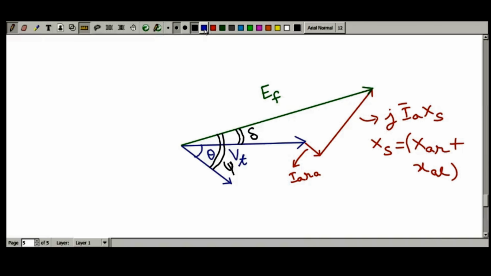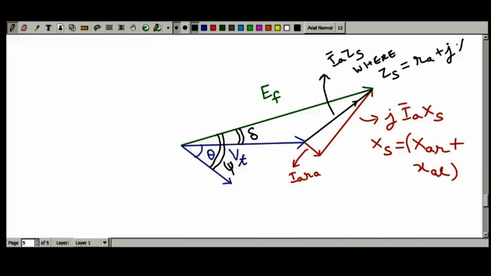And this particular thing, let me show it over here, is also sometimes known as IAZS. ZS is the synchronous impedance, IAZS, where ZS is what? Synchronous impedance. It is given by RA plus JXS. Okay. So this is the phasor diagram for your lagging power factor load.